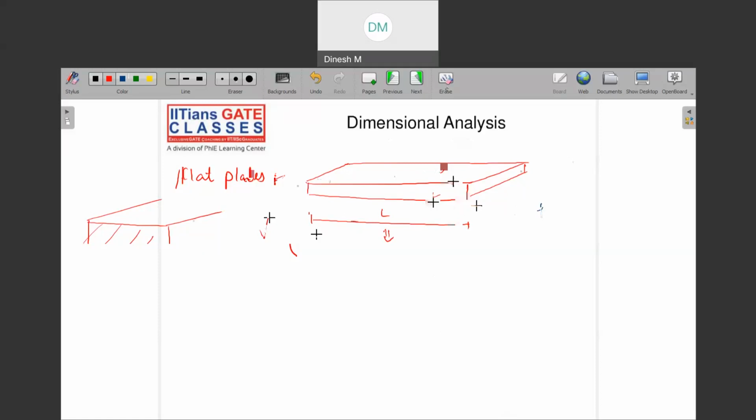And there is one more item. This is how it looks like: mu Cp upon K. And this is termed Prandtl number. So what is decided with the help of dimensional analysis is that this Nusselt number, like your phi 2, is a function of phi 1 and phi 3.